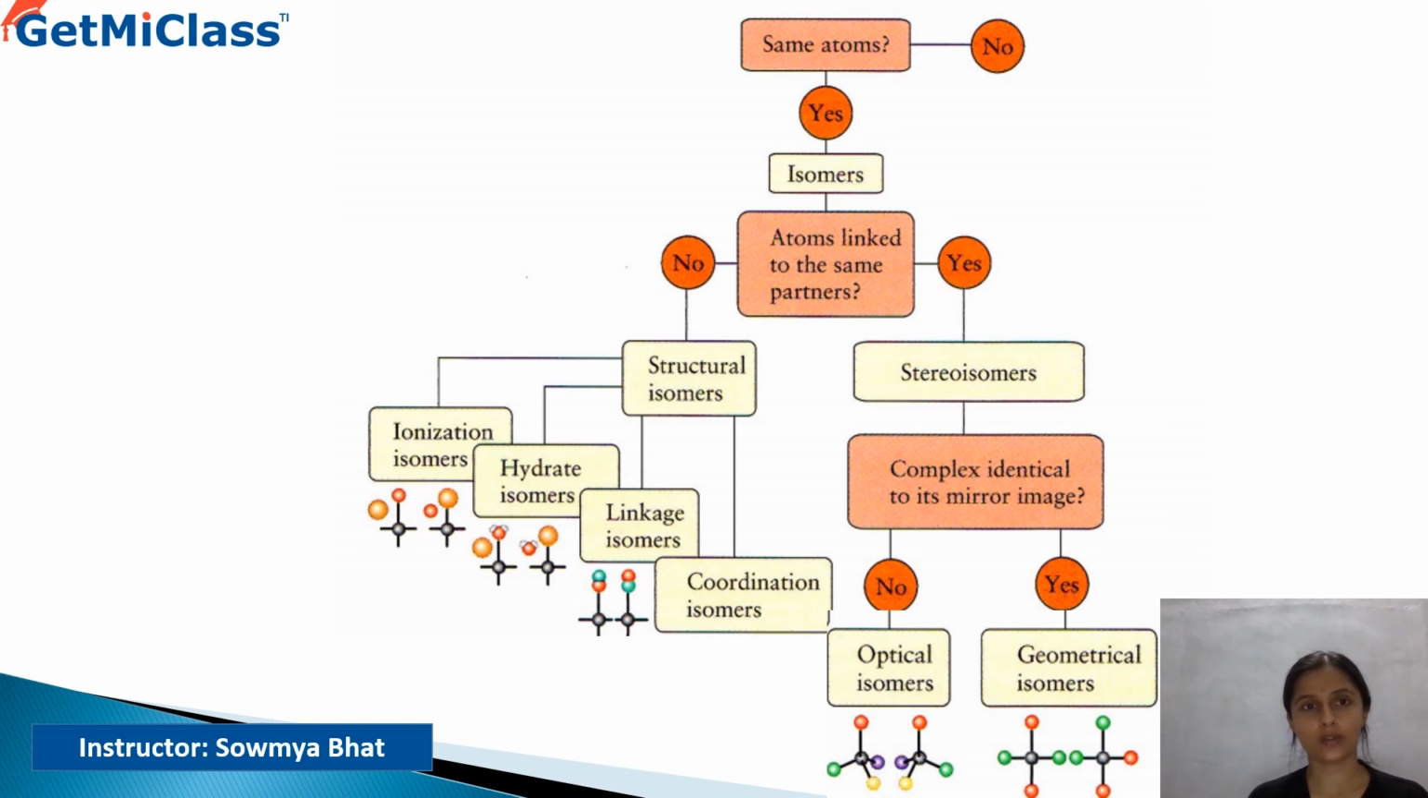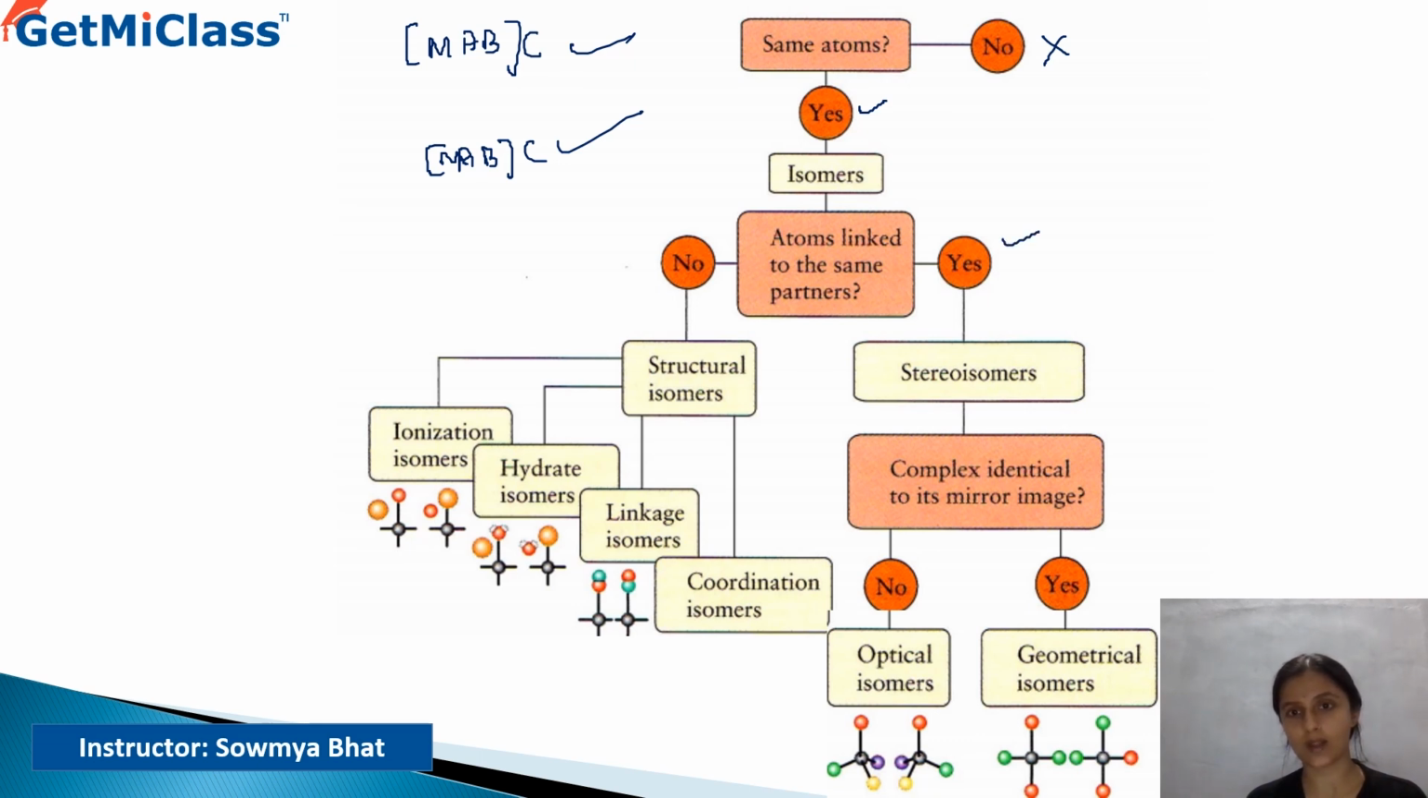If you have the formula like MABC, let this be the formula of any complex. If there are two structures or two formulae with the same atoms, then they are isomers. If not, then they are not isomers. If they are isomers, you have to see the way they are arranged. If the first complex is MABC and the second complex is also MABC, since the formula and the structure are the same, they are stereoisomers. If not, they are structural isomers.